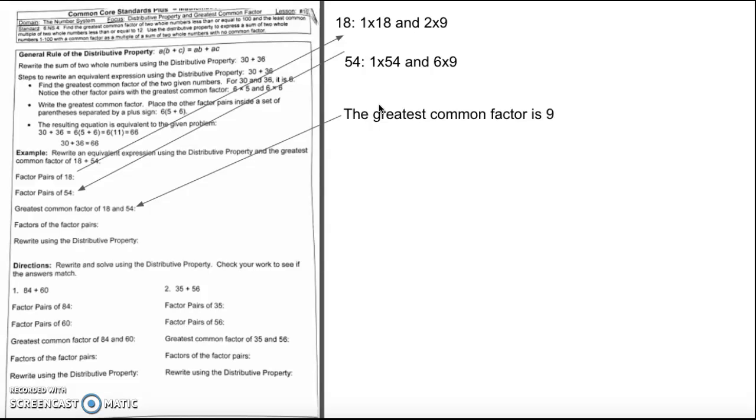Now our next step is to write the factors of the factor pairs. So you're kind of writing out the two pairs. So for 18, it's 9 times 2. For 54, it's 9 times 6. So now we need to rewrite using the distributive property. So first thing you want to do is put that greatest common factor on the outside. And then you're going to put the two other factors, 2 and 6, on the inside of the parentheses. 2 plus 6.